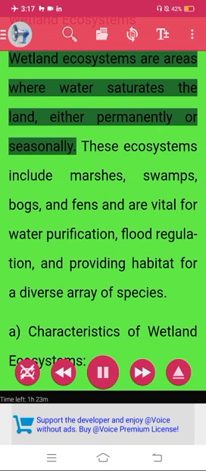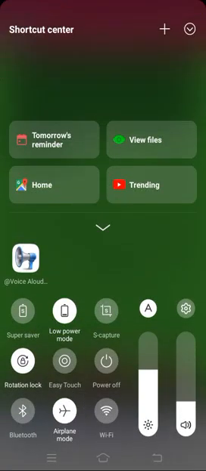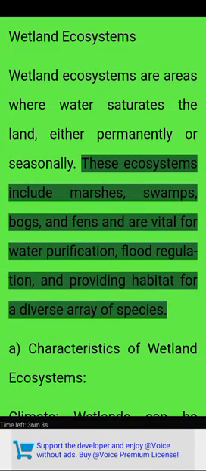Wetland ecosystems. Wetland ecosystems are areas where water saturates the land, either permanently or seasonally. These ecosystems include marshes, swamps, bogs, and fens and are vital for water purification, flood regulation, and providing habitat for a diverse array of species.